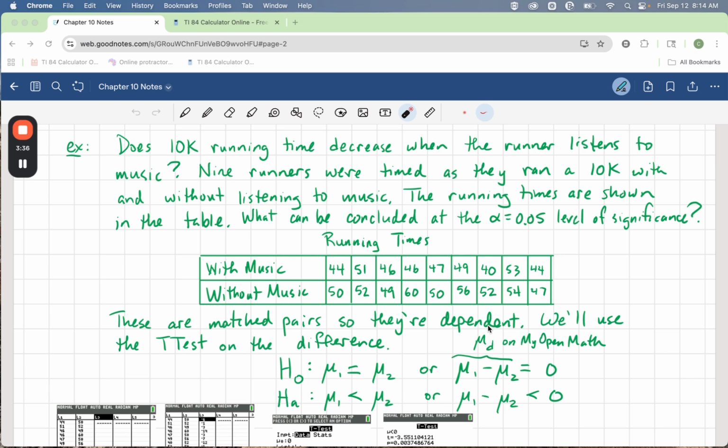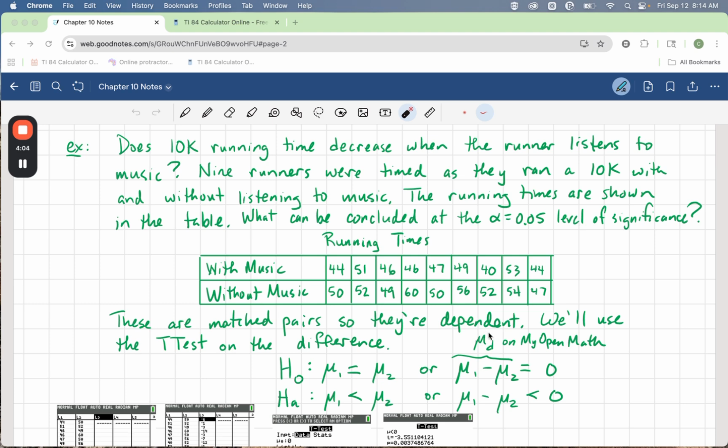All right, so with music, we have these 9 runners, it looks like, and you have their times for the 10K, 44 minutes, 51 minutes. I need to probably be in my car to get that time. All right, so you have all those times with music, and then without music, looks like all of them have higher times, right? These are matched pairs, so they're dependent. We're going to use the t-test on the difference.